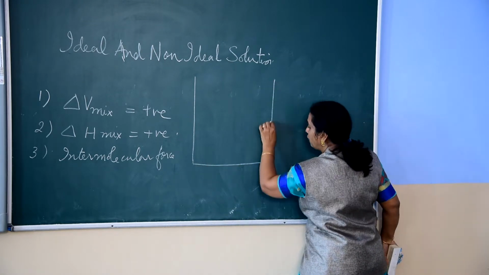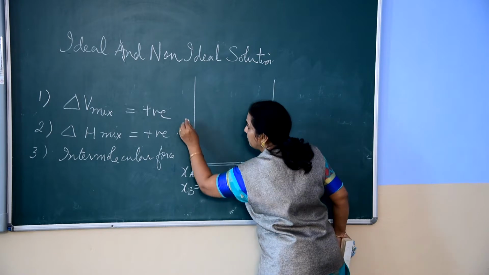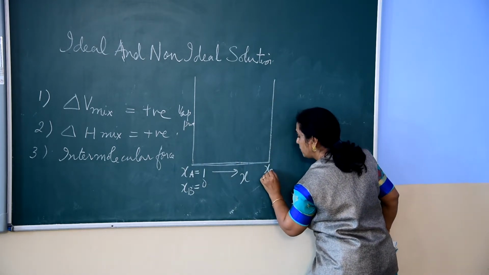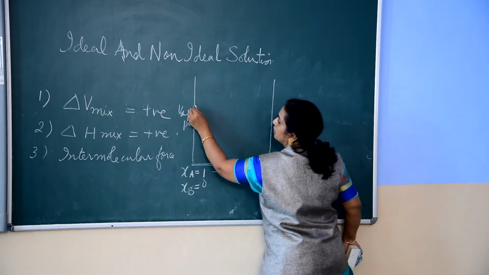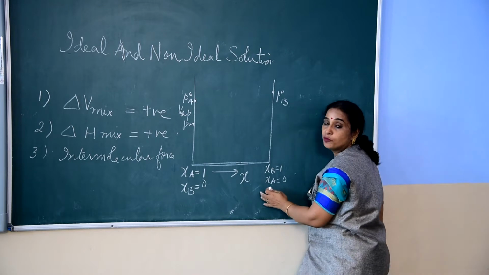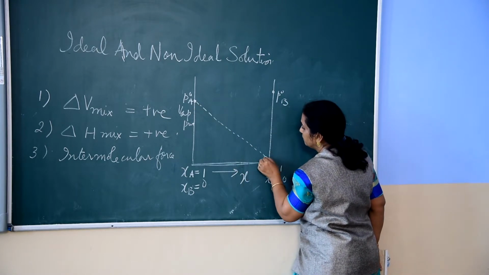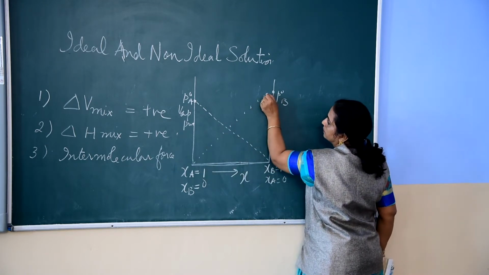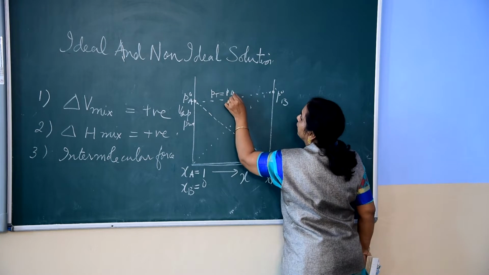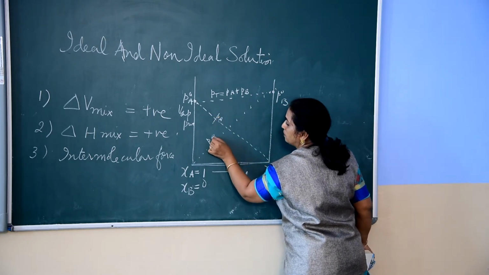We first draw the graph for ideal behavior. XA is equal to 1, XB is equal to 0. It is the same graph, vapor pressure against mole fraction. Here XB is equal to 1 and XA is equal to 0. This is P naught A, this is P naught B. Whatever I am drawing for the ideal conditions, I am representing with a broken line. The total pressure P total is equal to PA plus PB. This was PA and this was PB.